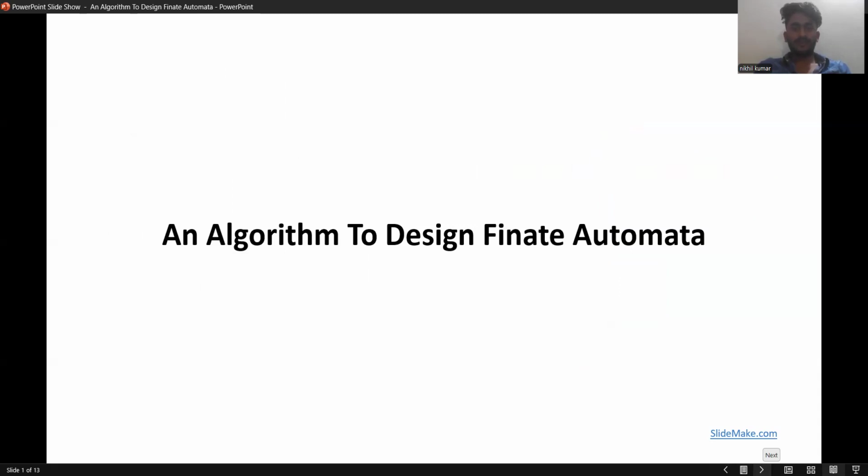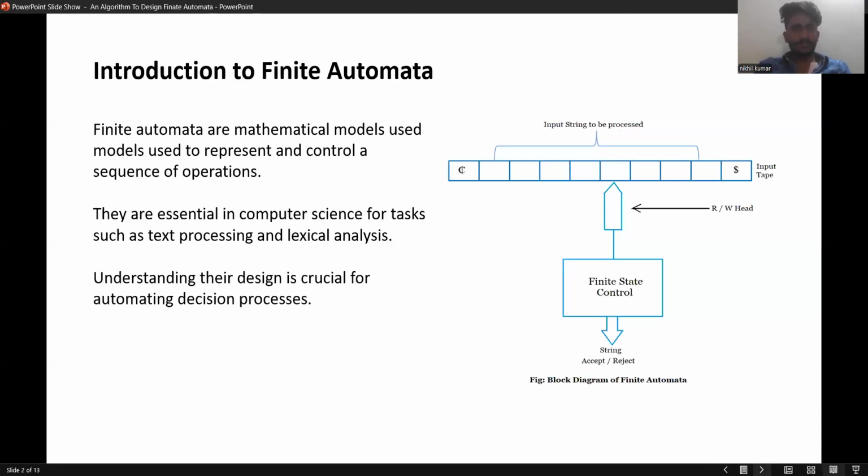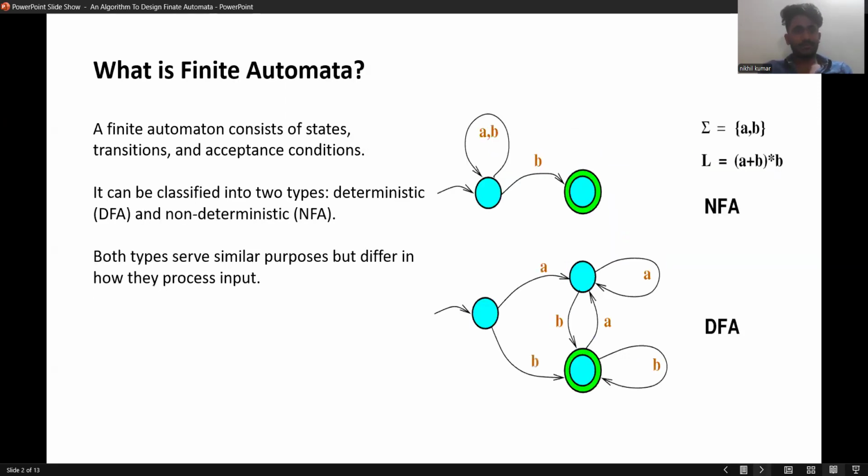Today I'm presenting my video assignment. My topic is an algorithm to design finite automata. Introduction to finite automata. Finite automata are mathematical models used to represent and control sequences of operations. They are essential in computer science for tasks such as text processing and lexical analysis. Understanding their design is crucial for automating the design process.